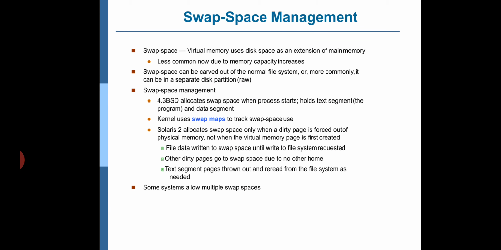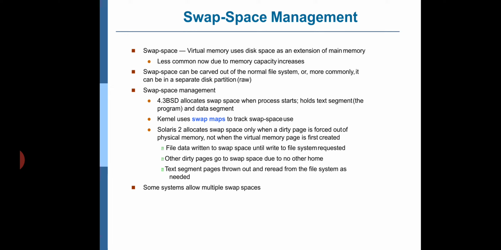Then swap space management. Swapping relates to virtual memory. For example, when your system space is full and you need to access data, we apply the concept of virtual memory, using temporary memory to run the process. Swap space, virtual memory, uses disk space as an extension of main memory. It is less common now due to increased memory capacity. Swap space can be carved out of the normal file system or, more commonly, placed in a separate disk partition.